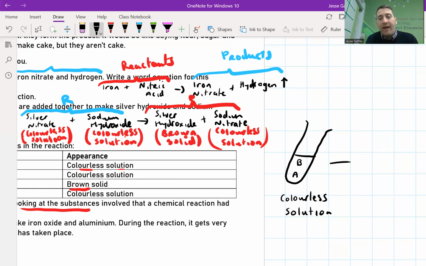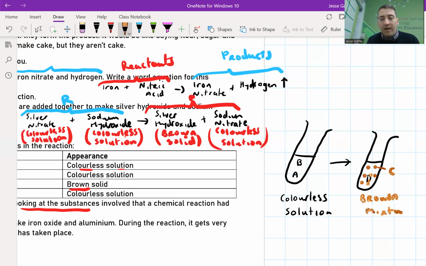However, when the reaction happened, they've now turned into C and D. D, we know, is a colorless solution. It looks just like A and B, so from that, we wouldn't know that anything has changed. However, silver hydroxide is a brown solid, which is floating around in a liquid. So this is C, the silver hydroxide. Now we've got a brown solid floating around in a liquid, so we've made a brown mixture. And this is an example of a color change.